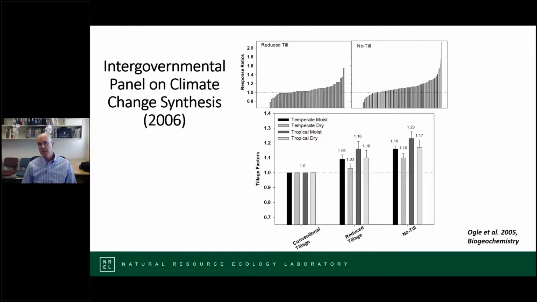You'll see that in the top, there's these response ratios. That's the amount of carbon in the no-till plot divided by the amount of carbon in your control or full-till plot. You see most of those response ratios are above 1, meaning more carbon in no-till. We derived factors, you can see in the lower graph there, and found that there was a difference in climates. In tropical moist particularly, there was a gain, the factor was 1.23, a 23% increase in carbon with no-till adoption over 20 years, and the lowest was a 10% gain, a factor of 1.1, in temperate dry climates.